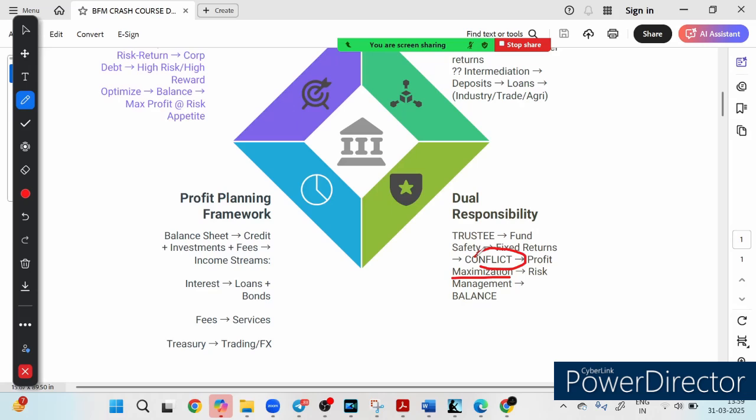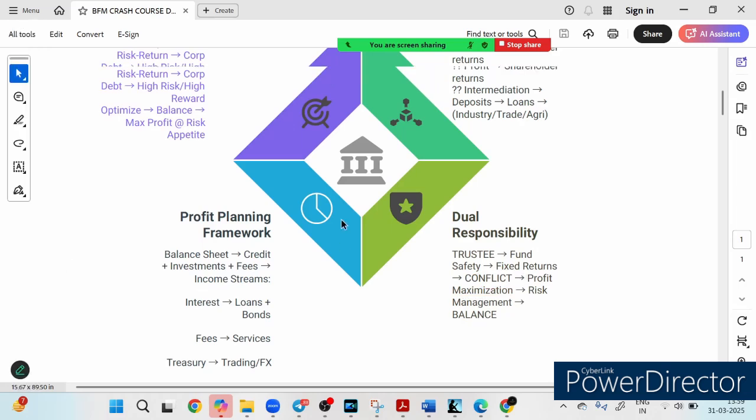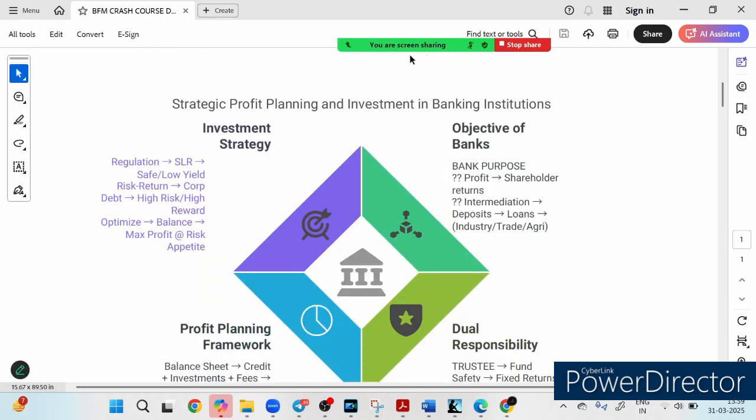So friends, the conclusion is that strategic profit planning in a bank is all about striking the perfect balance. It's all about striking the perfect balance. That is called strategic profit planning.